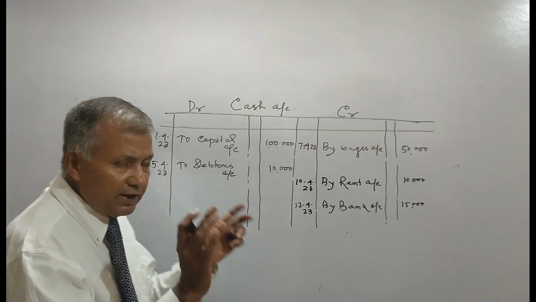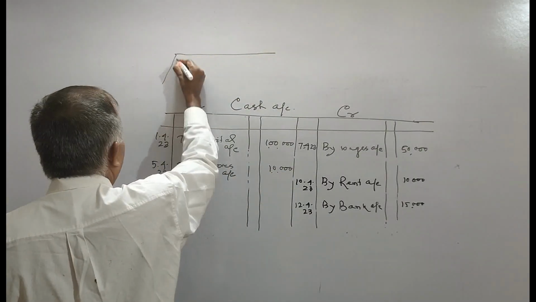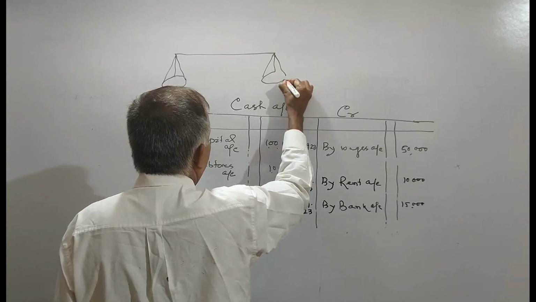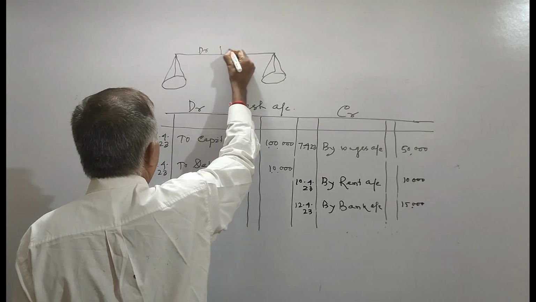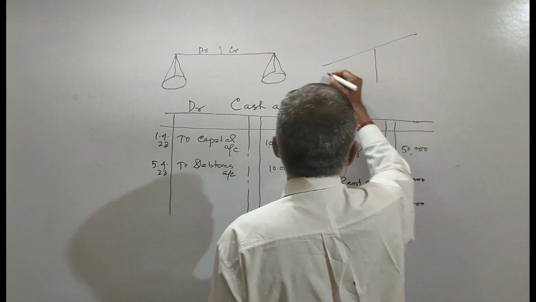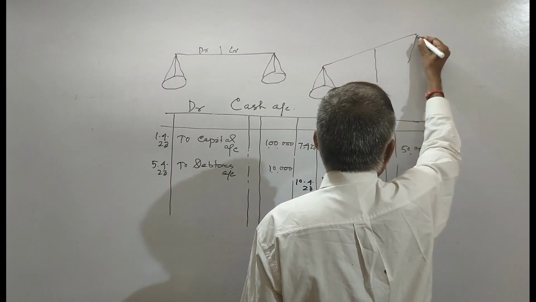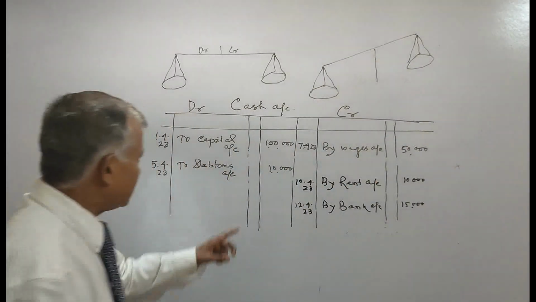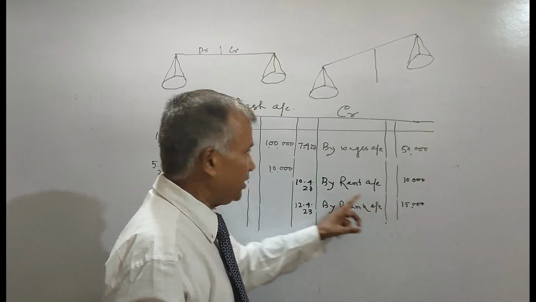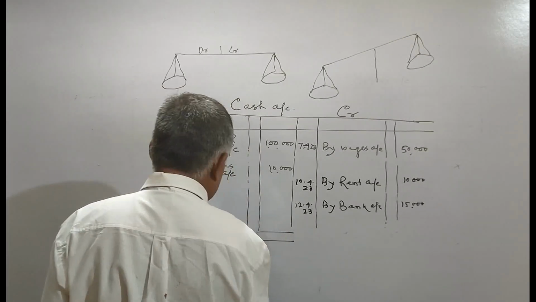First we have to see which side is heavier. Suppose a balance is here. Our job is to make a balance. This is your balance, where debit is equal to credit. But if we take this here, we see this is your debit side, this is your credit side. First we have to see which side is heavier. This is 1,10,000, this is your 75,000. So the debit side is more. So please add the debit side here.